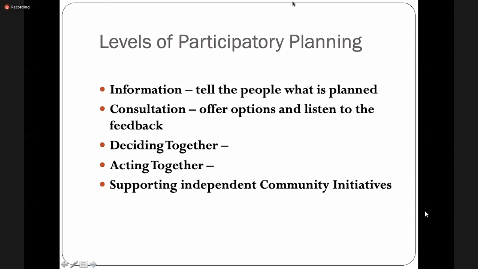So, everyone gets to participate in the planning process and has some role in decision making. Okay. So, ano yung ibang level ng participatory? Information, tell the people what is planned; consultation, you offer options and listen to the feedback of the barangay council; or you decide together, you act together, and then support independent community initiatives.